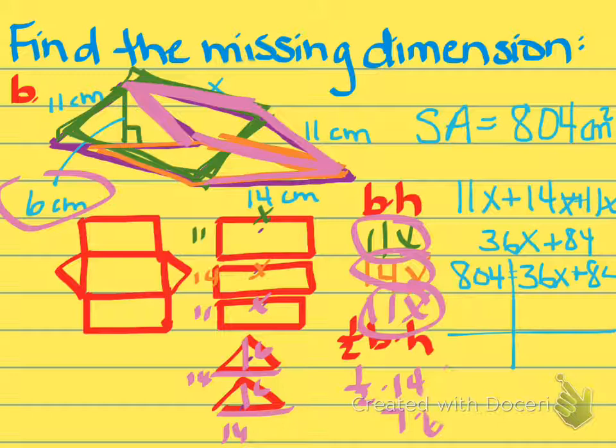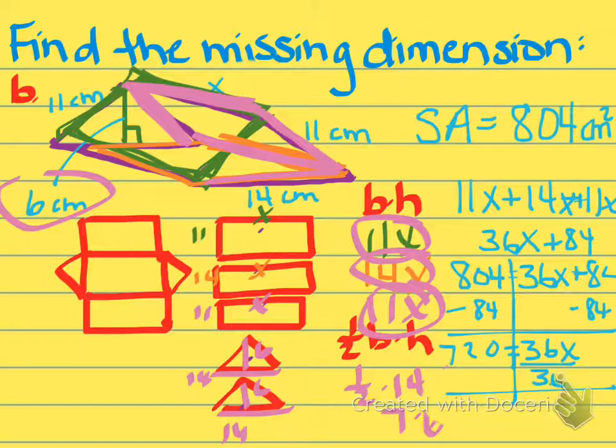Alright, now let's see, we got some space here. So now I'm going to subtract 84 from both sides. So 720 is equal to 36x. Divide by 36, divide by 36, and we get x equals 20.